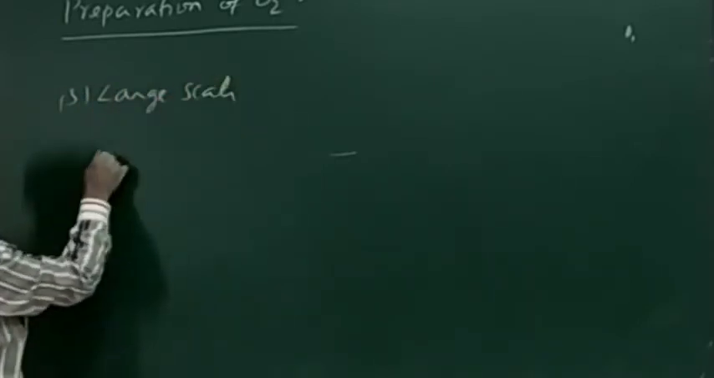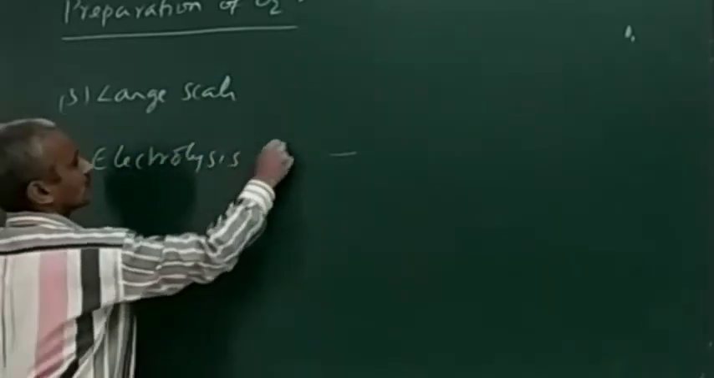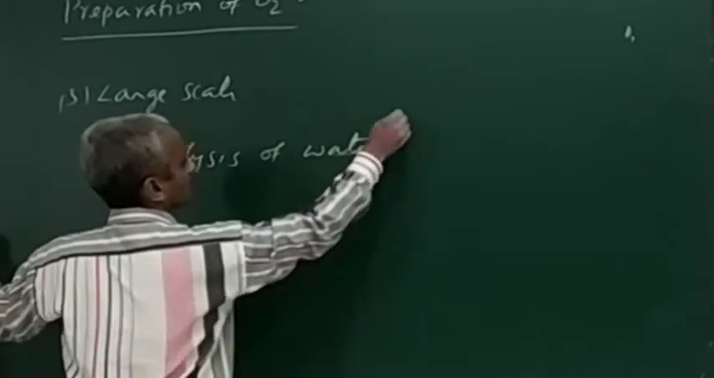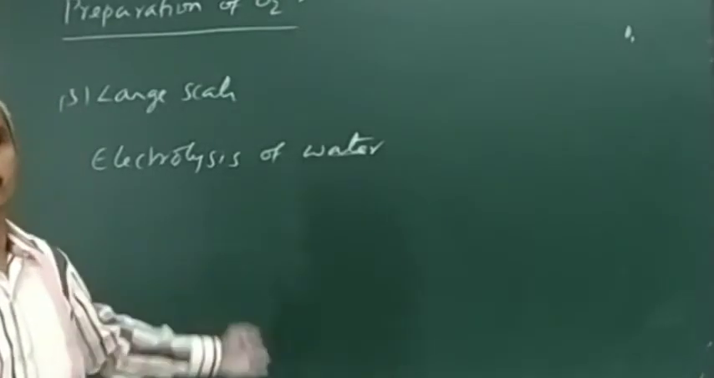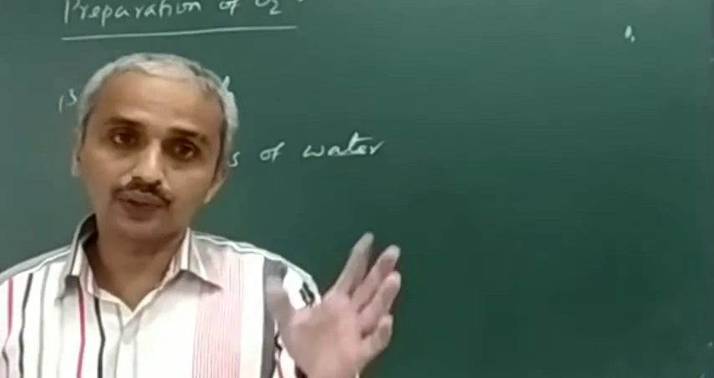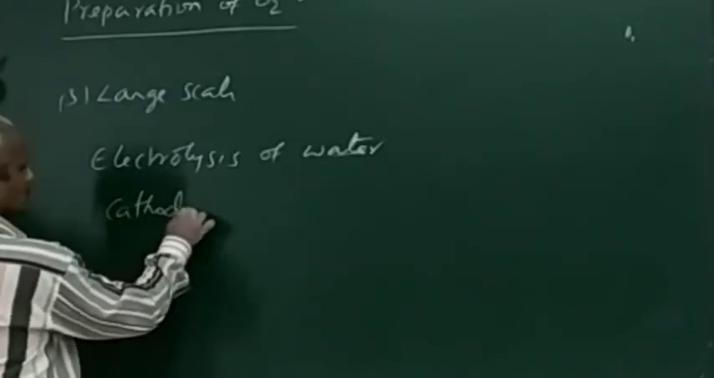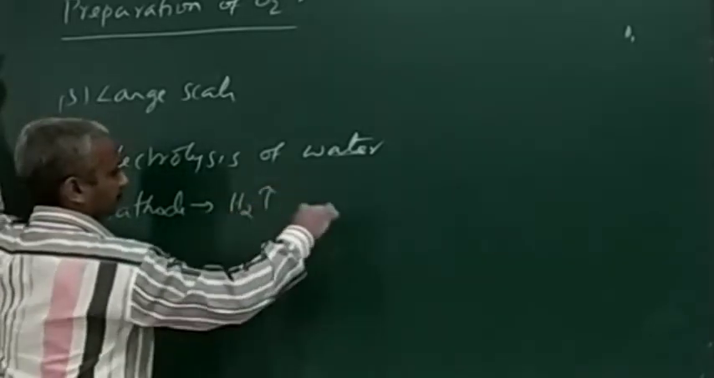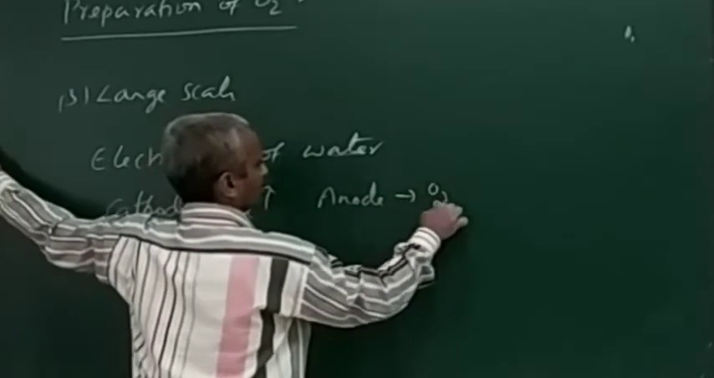Large scale preparation is by electrolysis of water. If you want it on a large scale, I can go for the electrolysis of water. I am going to get the dioxygen along with the hydrogen. At the cathode, dihydrogen gas will come. At the anode, dioxygen will be coming out.